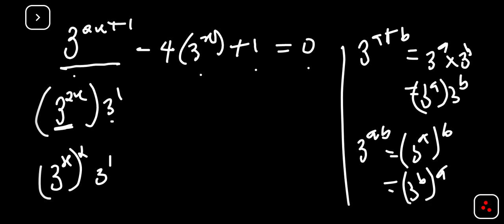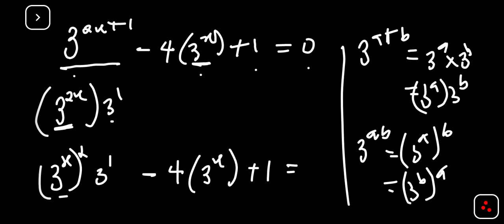Why we did this is because we want to form a quadratic expression. Now, you notice that there is 3 to the power of x here. So if we do that, we can easily form a quadratic expression. You'll see that very quickly. So if we just put down the equation again, we have minus 4 bracket 3 to the power of x plus 1 equal to 0.